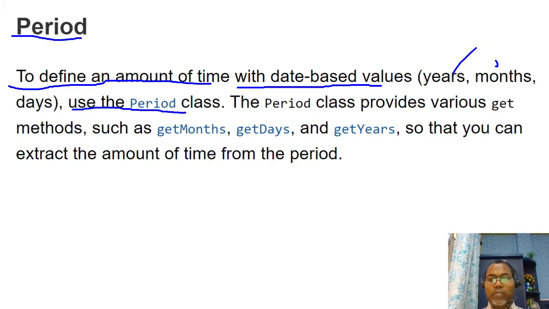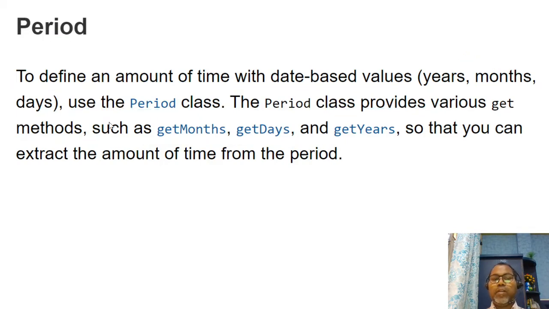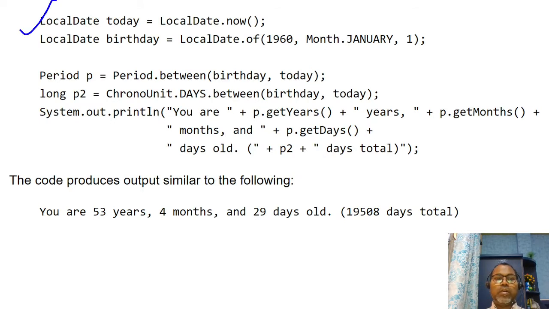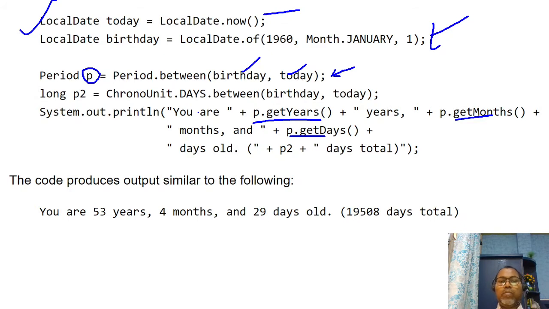Sometimes you want the duration of your time in terms of year, month and day, then you can use Period. The Period class provides various get methods, and you can extract the amount of time from the period. Let's give an example. This is your current date, and this is the birth date, and now you want to figure out the period between the birth date and now. So this is your period. With the between method you can pass your birth date and current date, and from this period you can get the year, month and days. And if you want to convert it to only the number of days between the differences, then you can do that.